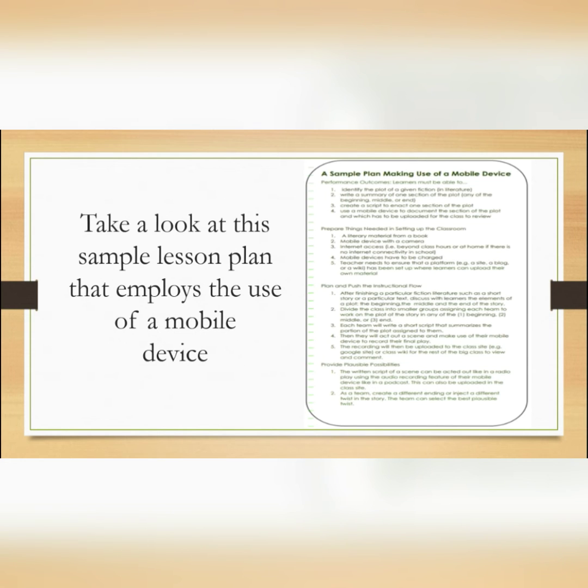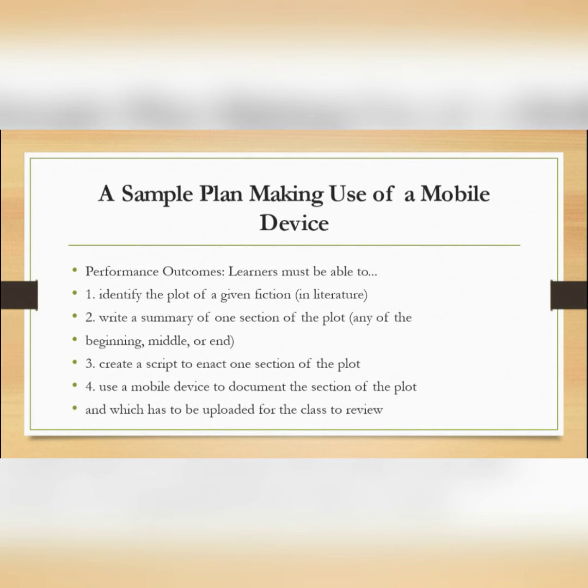Take a look at this sample lesson plan that employs the use of a mobile device. The next slide will jot down the sample lesson. So first, performance outcomes. Learners must be able to first identify the plot of a given fiction, for example in literature. Second, write a summary of one section of the plot, in any of the beginning, middle, or end. Third, create a script to enact one section of the plot. Fourth, use a mobile device to document the section of the plot, which has to be uploaded for the class to review.